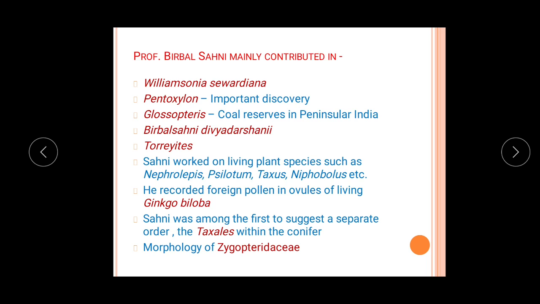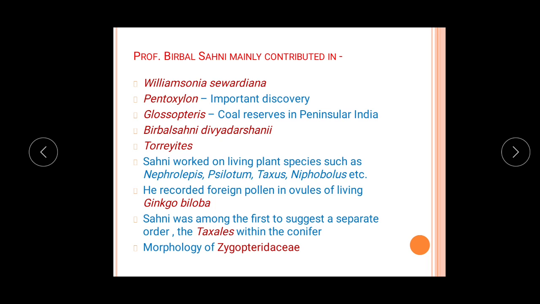Then after that, the Toritis. Birbal Sahni identified the Toritis, which is a close relative of the Torreya, which extended the range of taxels into Gondwanaland. After that, Sahni also worked on different living plant species such as Nephrolepis, Xylotum, Taxus, then Niphobolus. So these are the different living plant species on which Birbal Sahni worked.